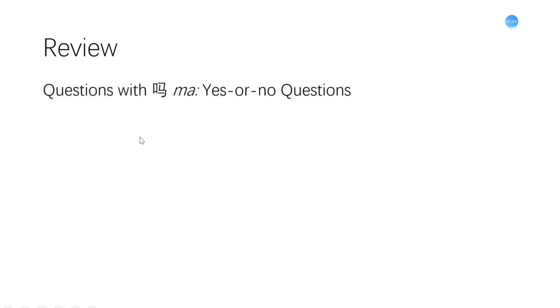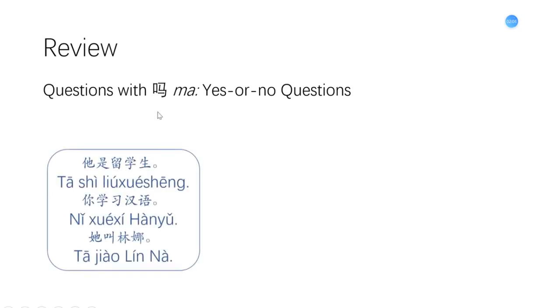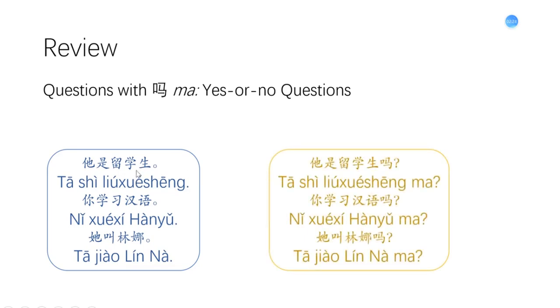We also learned a kind of question form in Chinese, which is the yes or no question. This kind of question is formed with the particle 吗 at the end of a sentence. For example, 他是留学生, which means he is an international student. This is a statement, right? This is not a question. And we can attach 吗 at the end of this statement to form a yes or no question.